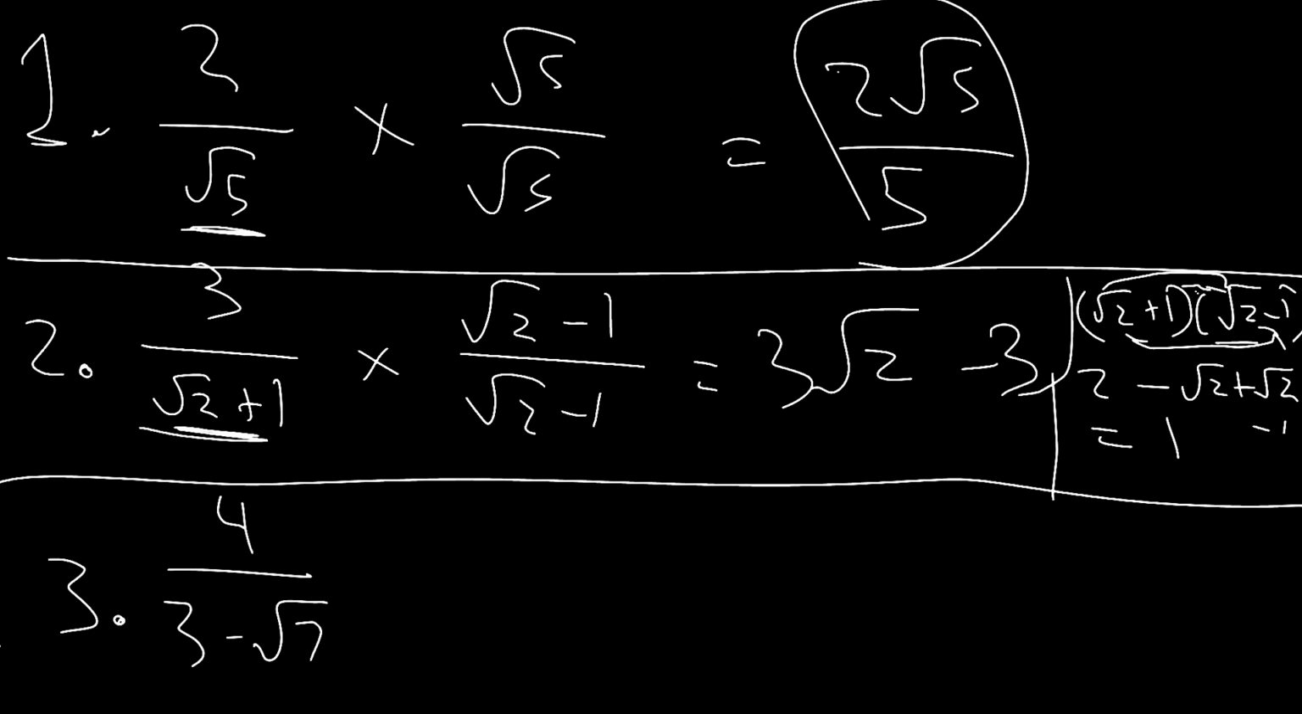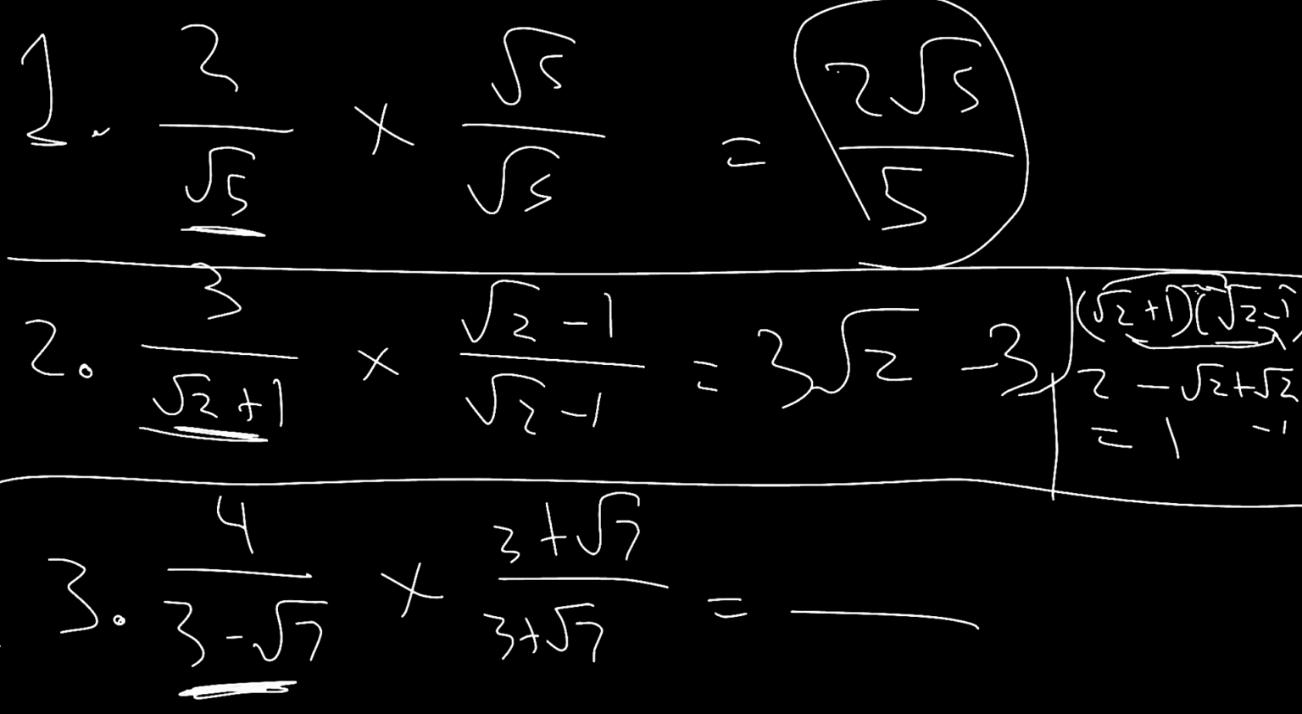Okay, question 3, 4 over 3 minus root 7. So again, multiply them all with the conjugated version of the denominator. So we'd have to invert the minus into a plus. So times 3 plus root 7 over 3 plus root 7. And then at the top, I have 4 times 3, which is 12, plus 4 times root 7 gives me 4 root 7.